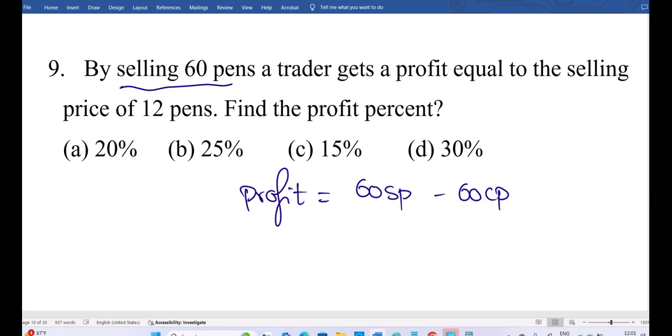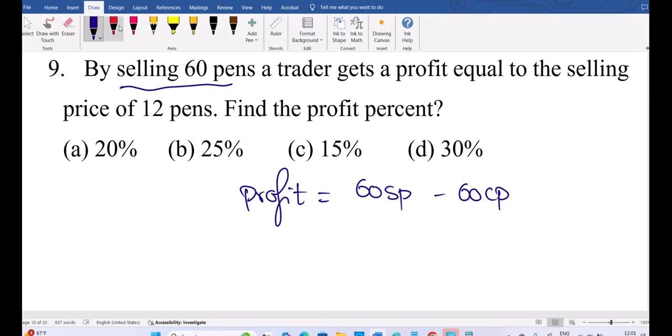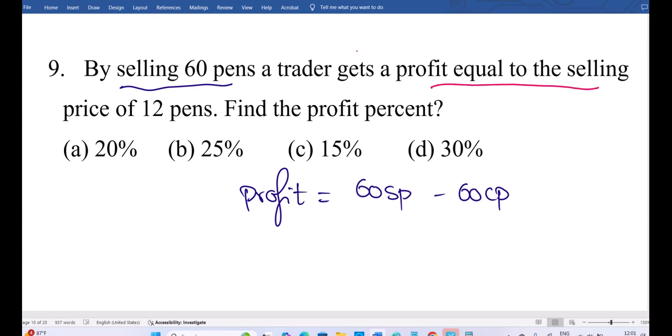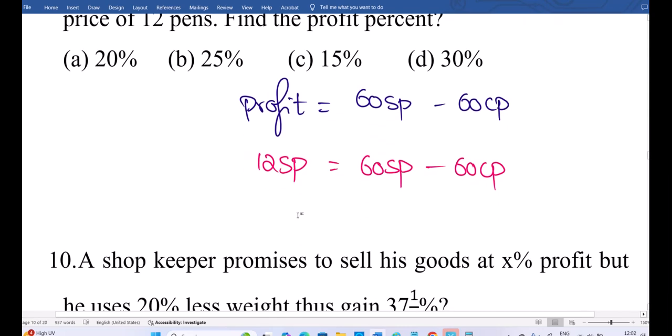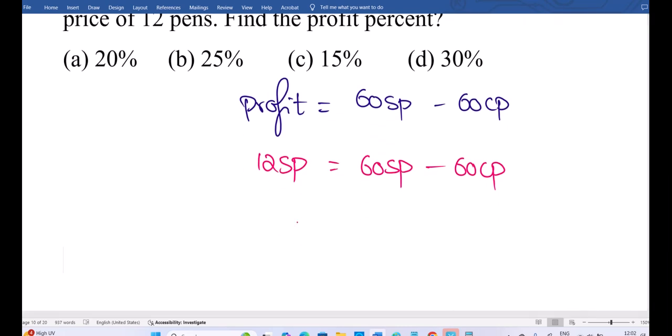Now in the question, what is the profit? Profit is equal to 12 pence selling price. Profit is 12 SP. Now the question is complete. No formulas, nothing. Don't make it complicated. Very easy. Now CP will go to that side, SP will come to this side. 60 SP minus 12 SP means 48 SP equals 60 CP.